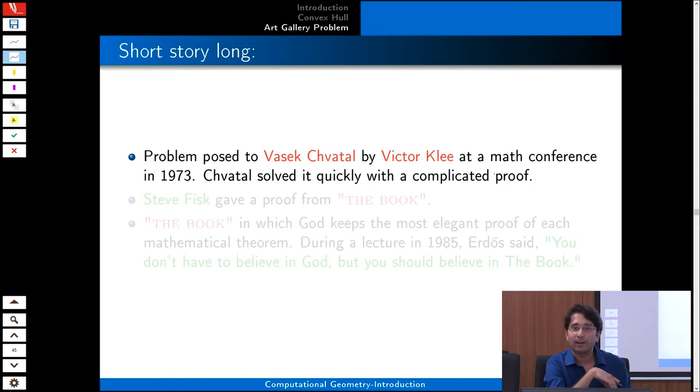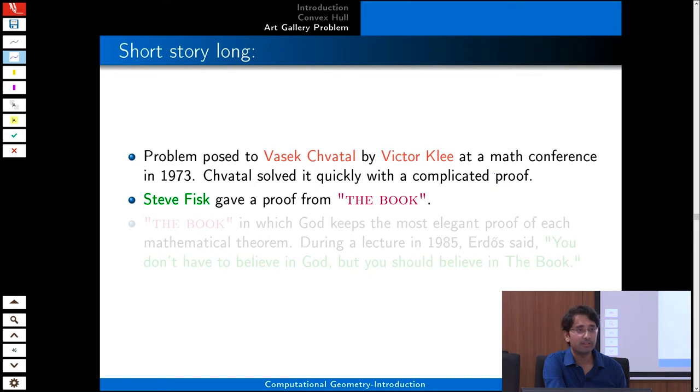Again, some history of the problem. This problem was first proposed by Victor Klee in a maths conference to Chvátal. And as a mathematician, maybe after one day, Chvátal gave a proof, but it was very complicated. We are not going to explain that proof today. What we are going to explain is, after the conference, when the problem became popular, Steve Fisk gave a proof from the book.